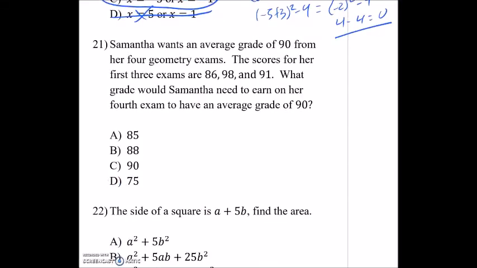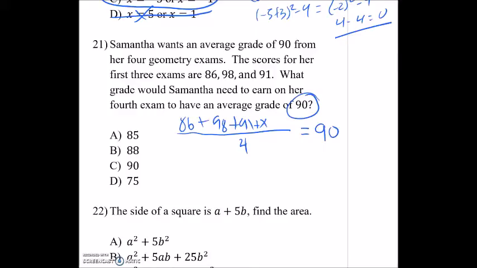In problem 21, we're looking for an average. Please keep in mind, average is when you add everything that's given to you and divide by the number. In this case, Samantha has 4 tests, but she only knows the score to 3 of them, which is an 86, a 98, a 91, and we don't know the 4th score, so we're just going to let that be X. Now to find the average, of course, I have to divide by 4, and they want her average to be a 90, so that should equal 90.